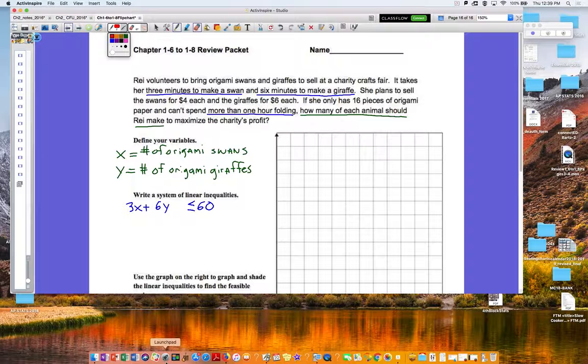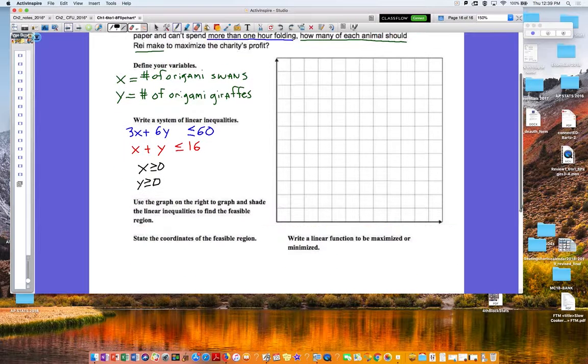Now, I also know that I only have 16 pieces of origami paper. Each one takes a sheet, so the number of swans and the number of giraffes has to be less than or equal to 16. Of course, we have the 2 hidden ones, so x has to be greater than or equal to 0, and y has to be greater than or equal to 0, because we can't have negative origami swans or giraffes.